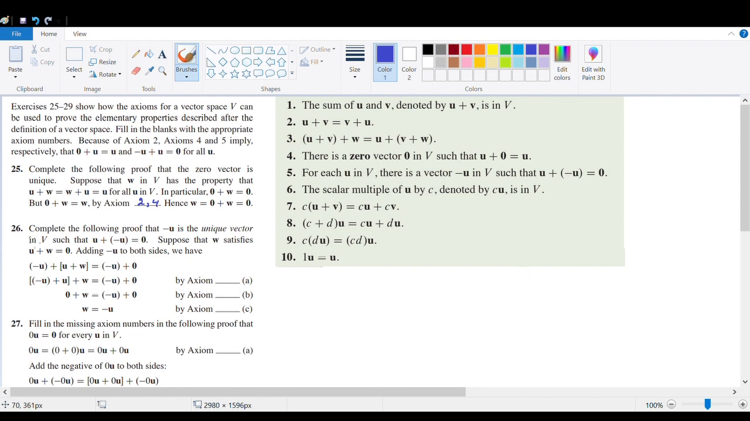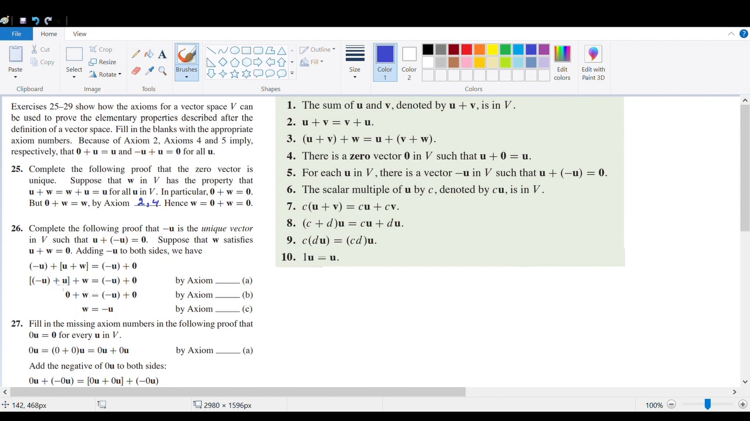For 26, complete the following proof that minus U is the unique vector in V such that U plus minus U is equal to 0. So suppose that W satisfies U plus W is equal to 0. Adding minus U to both sides, we have minus U plus W is equal to minus U plus 0. Now if we take minus U with this U, so minus U plus W, this is equal to minus U plus 0.